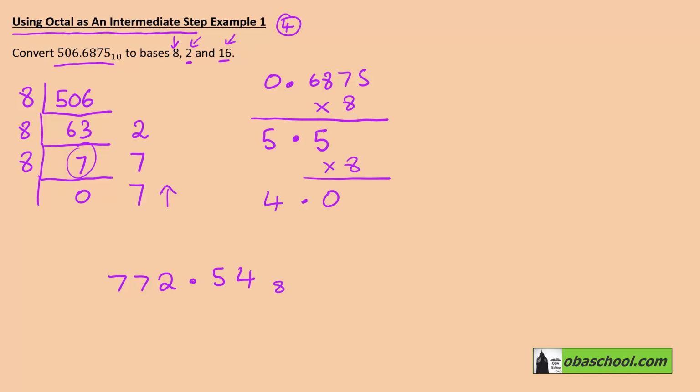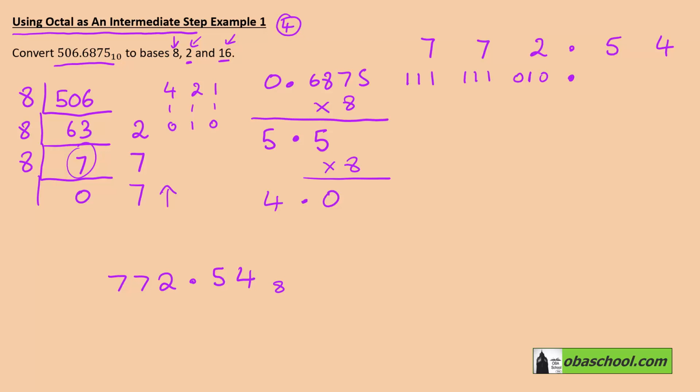Now, this is how we can go to base 2 from there. We just write the numbers out, 772.54. And then we're going to convert each of those into binary. Now remember, the number columns here are going to be 1, 2, and 4. And we can only use digits 1 and 0. So 7 is 1, 1, 1. The next 7 then is also 1, 1, 1. 2 is going to be 0, 1, 0.